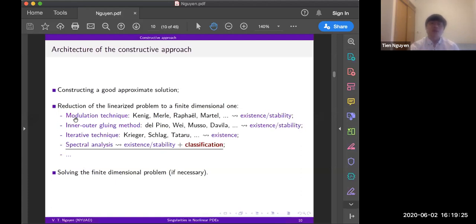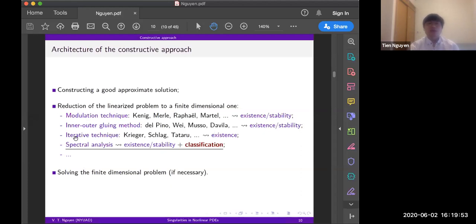The first is the so-called modulation technique developed by Kenig, Merle, Raphaël, Martel, and many co-authors. This technique will give you the existence and stability of the solution. The second one is the so-called inner-outer gluing method developed by Del Pino, Juncheng Wei, Musso, Davila, and co-authors. This technique also gives you the existence and stability.